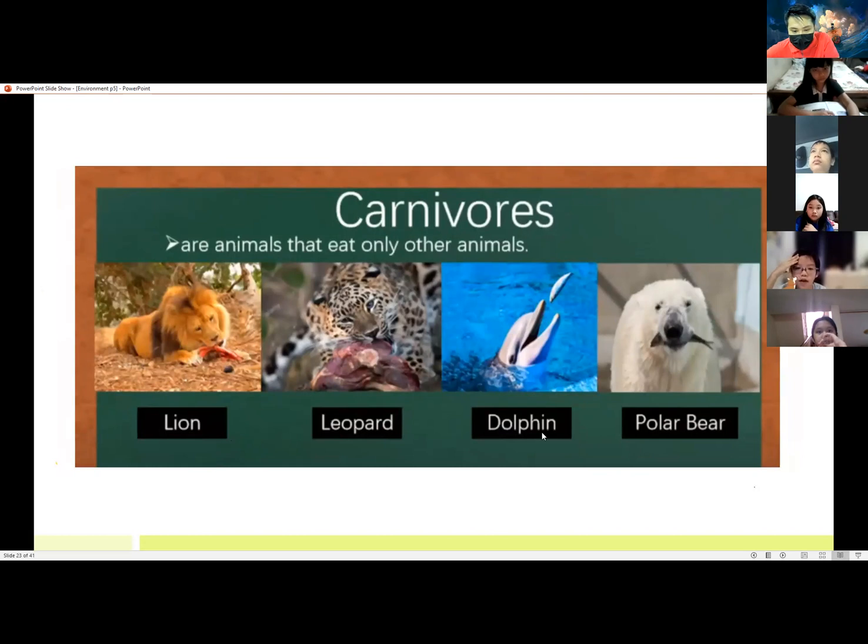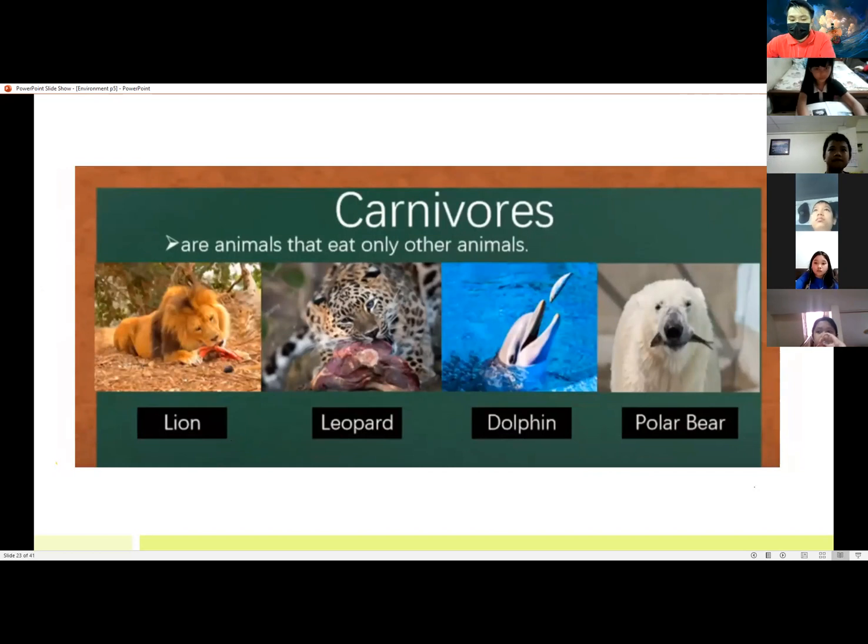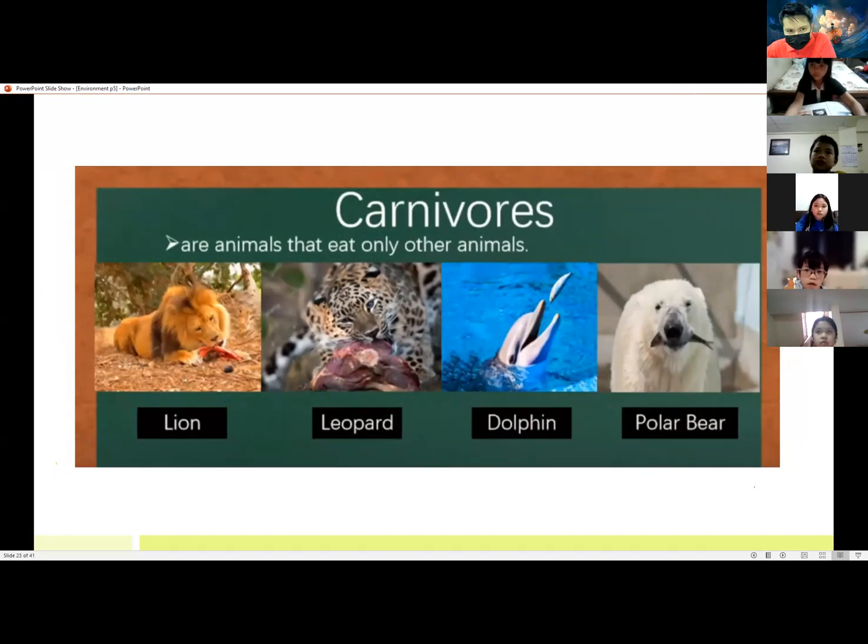Next, carnivores are animals that eat only other animals. We have the lion, leopard, dolphin, and polar bear. Can you give me another example of carnivores? Great white shark, tiger, killer whale. What else? Eagle, snake, owl. Okay.